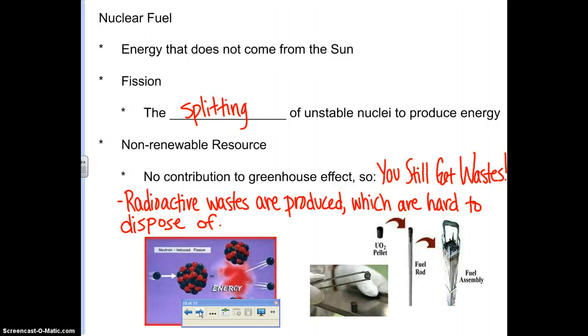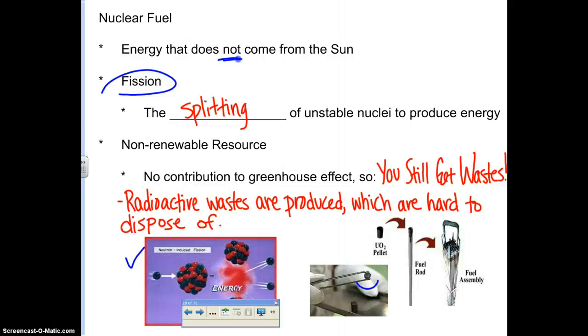Okay, nuclear fuel, energy that does not come from the sun, such as fission. The idea of fission is the splitting of unstable nuclei to produce energy. It is an example of a non-renewable resource, but it makes no contribution to the greenhouse effect. But you still get waste. These wastes that you get are radioactive waste, which are hard to dispose of, so that is a disadvantage that you would see. Your first picture here on the left shows you an example of the process of fission.